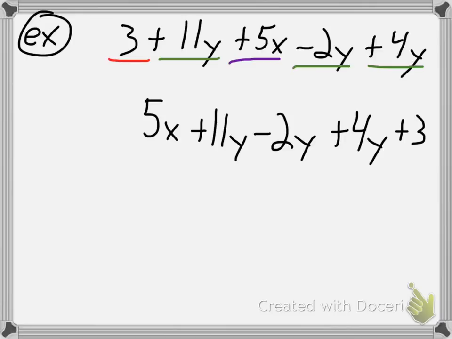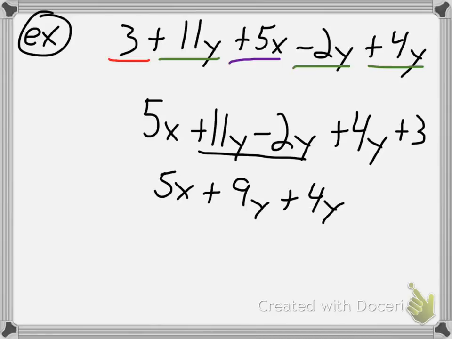Now I have everything together. Now I need to start combining. So I can't combine anything with x because it's all by itself, but I can combine all of my y's together here: 11 minus 2 plus 4. So let's go with 11 minus 2 first. So 5x plus 11 minus 2 is 9, so 9y. Bring everything else down. And now I have a positive 9 plus a positive 4, which in this case is a positive 13y.